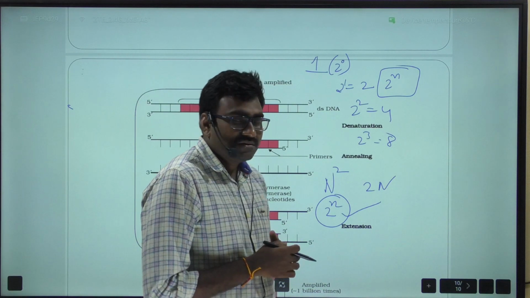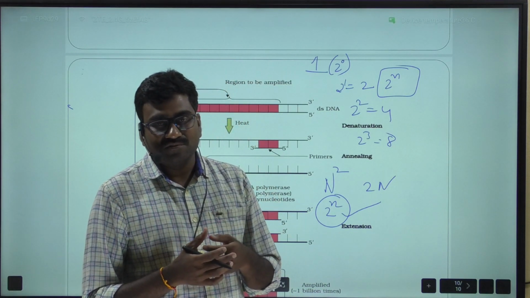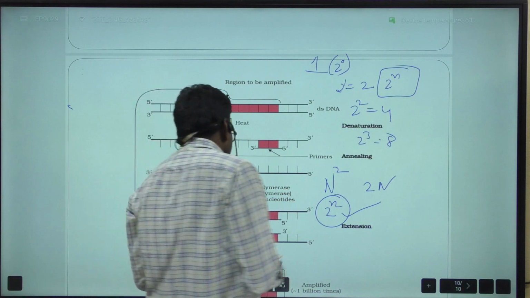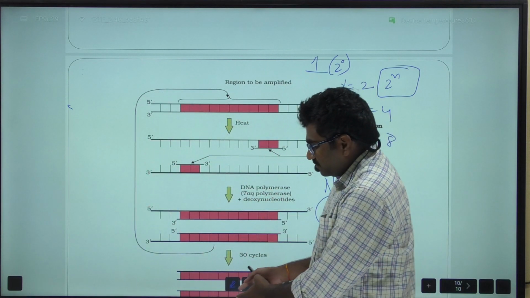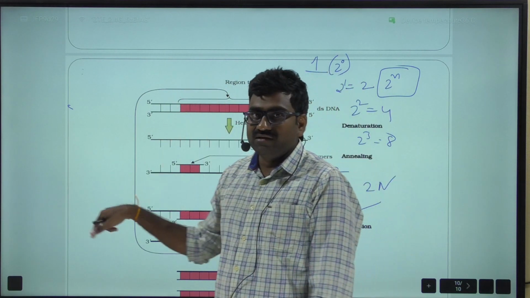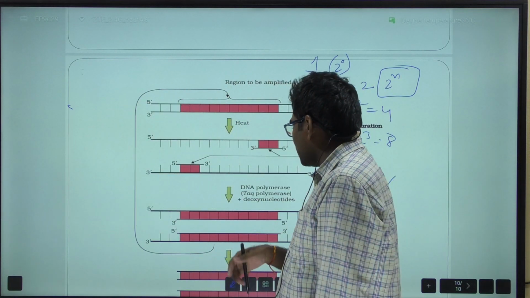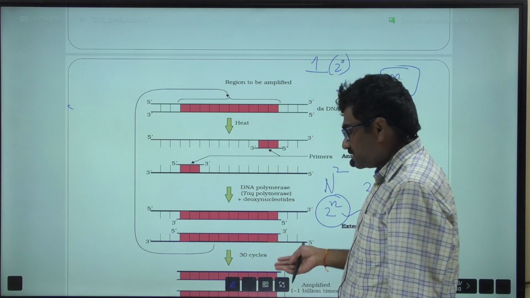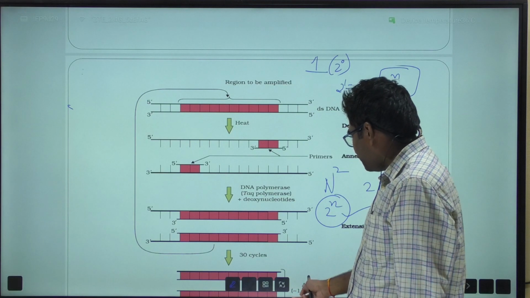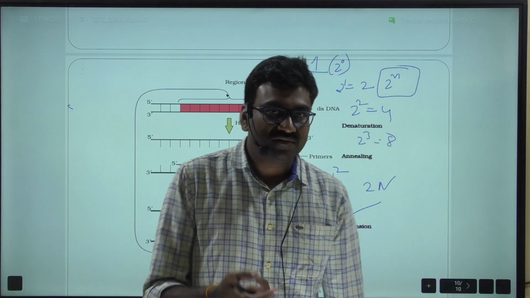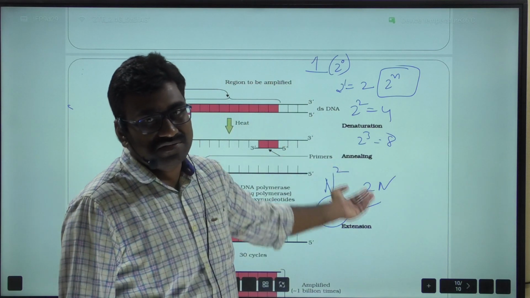So one cell divides and produces two cells, two cells divide and produce four cells, like that it also follows the same fashion. So once two strands are formed, the cycle repeats again. We can produce as many cycles as we want. After so many cycles, amplified DNA is formed, that is 1 billion times or 1 billion copies can be produced using the PCR machine.